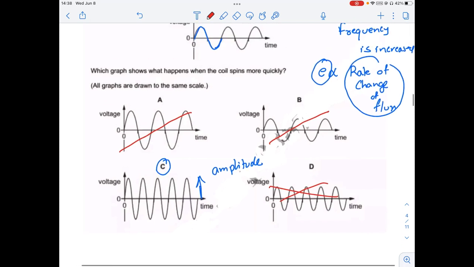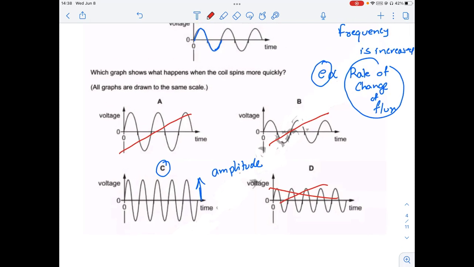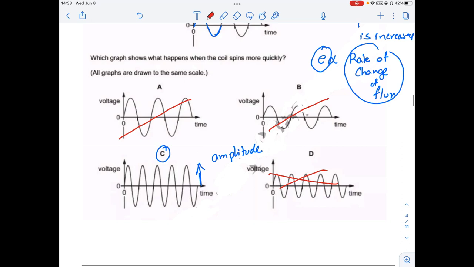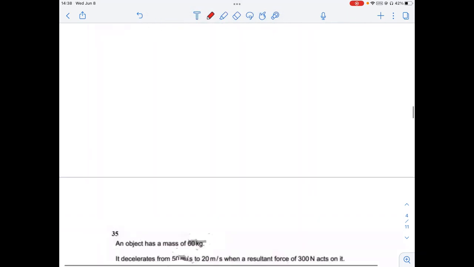So what is the condition? It should have more frequency because it is spinning more quickly, and it should have more amplitude because of more rate of change of flux. That's the answer for question number 34.